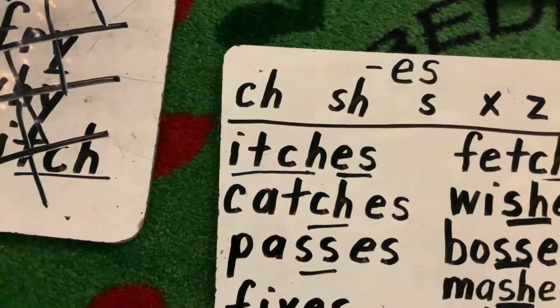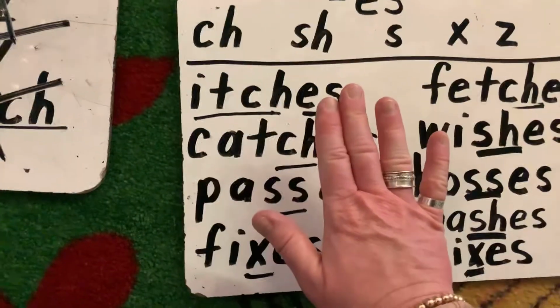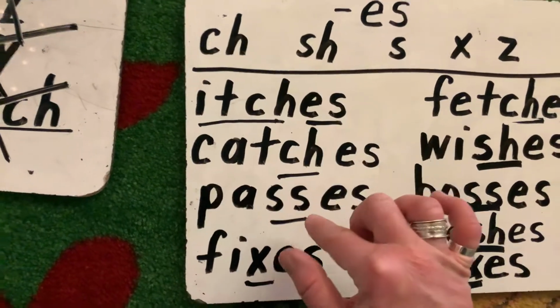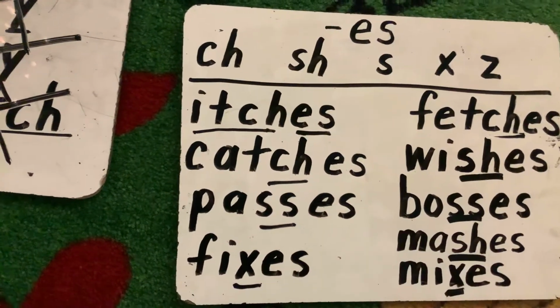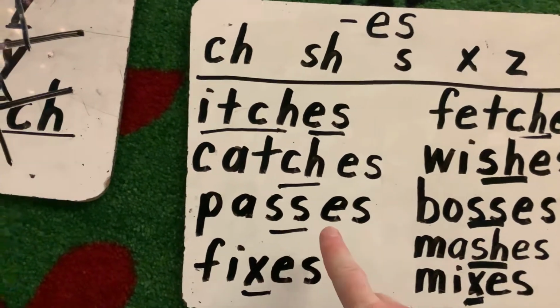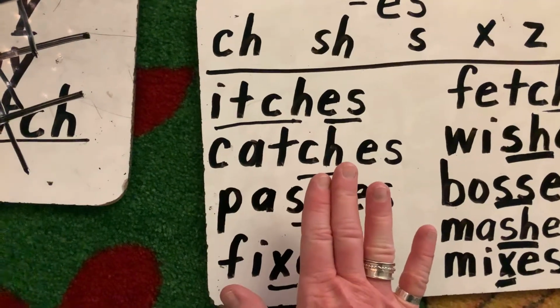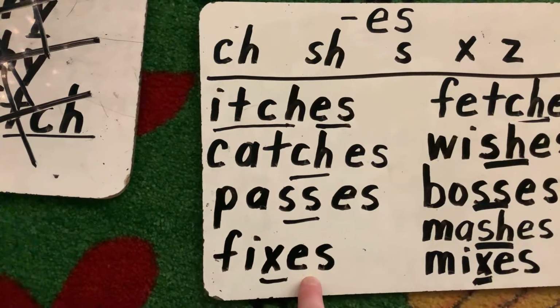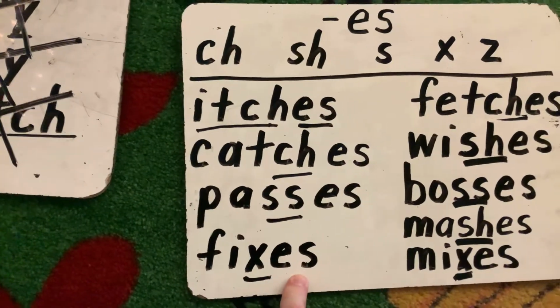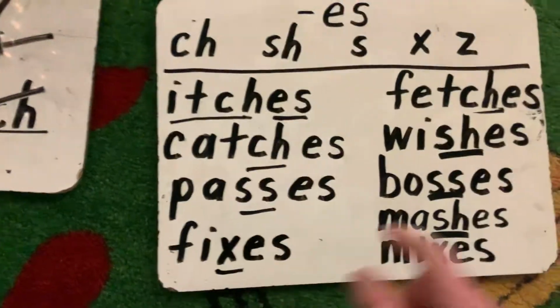She catches the ball. Here's our other base word. Pass, passes. She's doing it right now. She passes the ball to me. Our base word is fix, fixes. She fixes supper. Maybe she's doing it right now.